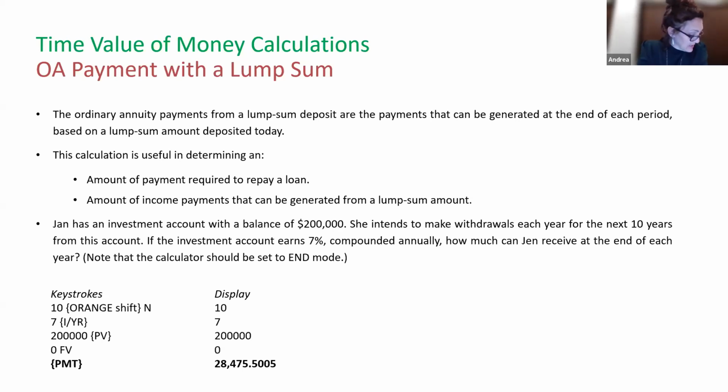So let's look at this example here. So Jan has an investment account with a balance of $200,000, and she intends to make withdrawals each year for the next 10 years from this account.